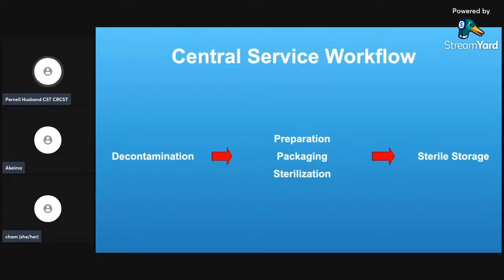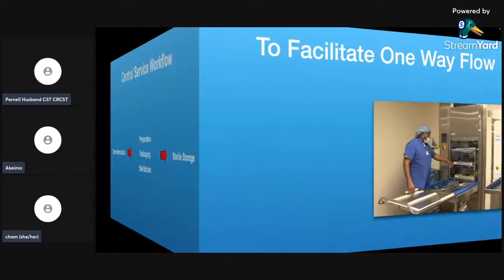So from the decontamination area, okay, one-way flow now, after things are cleaned, they're then moved on to what we call the prep and pack area, the preparation, packaging, and sterilization area, only after they have been cleaned. So they go from the decontamination area, they're cleaned up, they go to the prep and pack and sterilization area in a one-way flow. Then they go to sterile storage, where the items are stored before they're used again. A one-way linear flow to prevent cross-contamination.